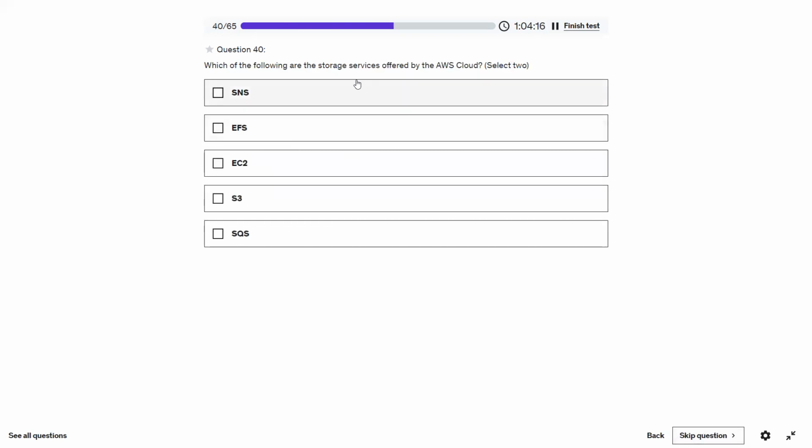Which of the following are storage services? So the storage services are S3 and the file storage system, EFS.